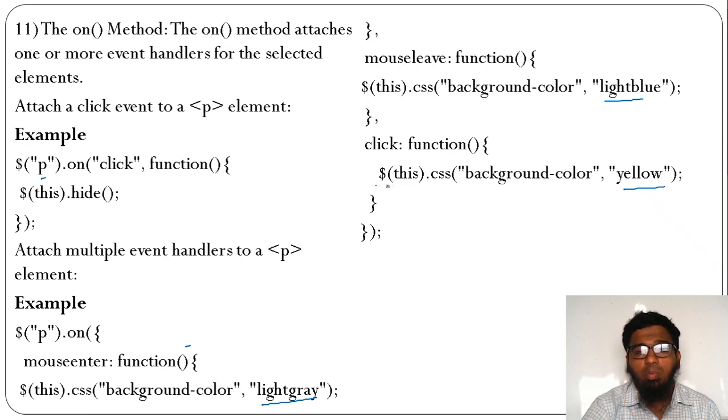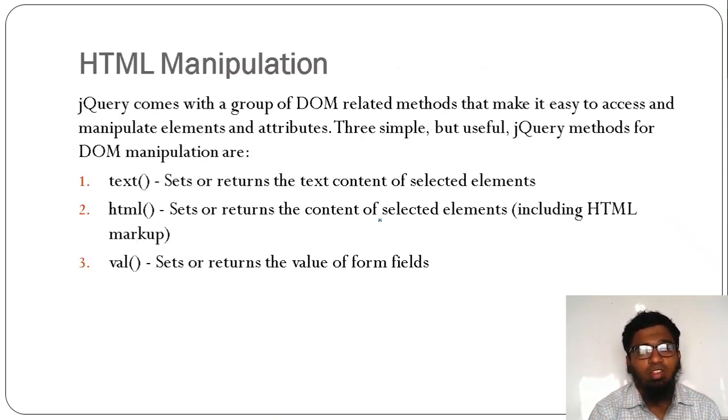Every time you need to remember this is the syntax of jQuery. This is the dollar, this is the selector, and this is the action, whatever action you are performing. This is the starting of the jQuery syntax. In the next class we will see HTML manipulation: text, HTML and value.